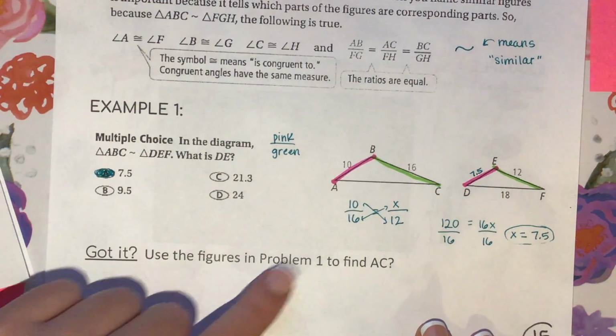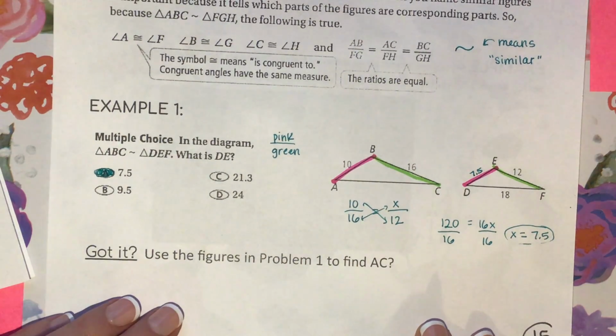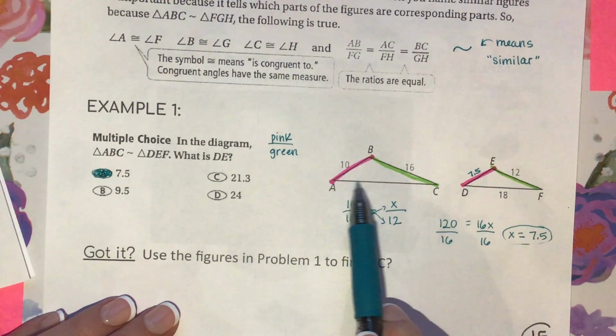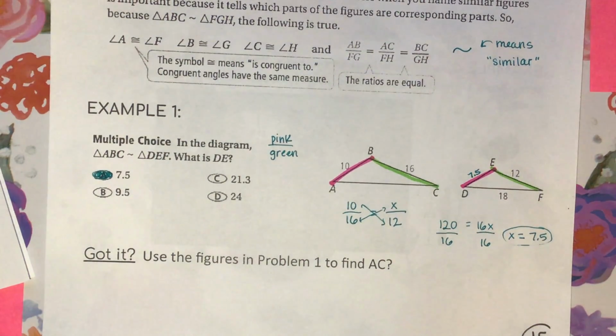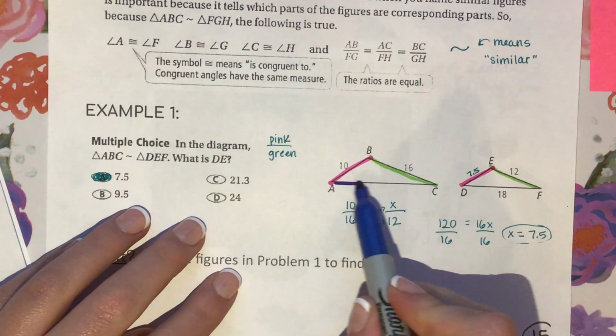Next it says use the figures of problem 1 to find AC. So now I'm trying to find this length right here. If we need to mark it in another color, that's fine. So here's the blue.